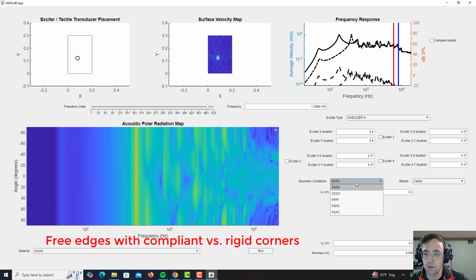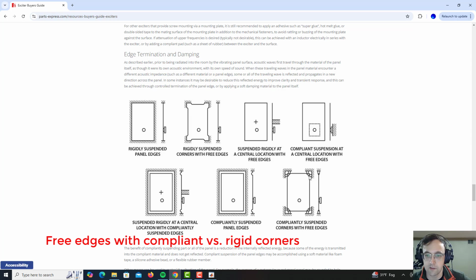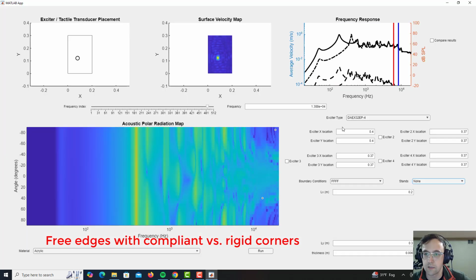Okay, so for the first one, totally free panel, no stands, that's going to match this case, supposedly.